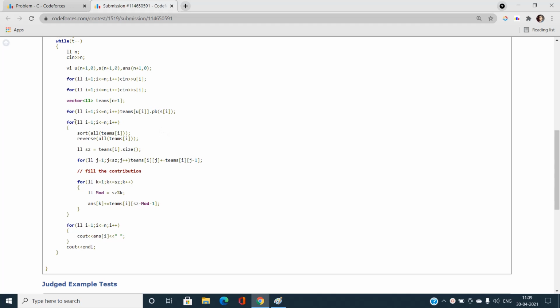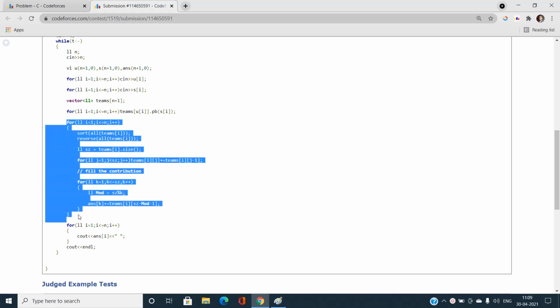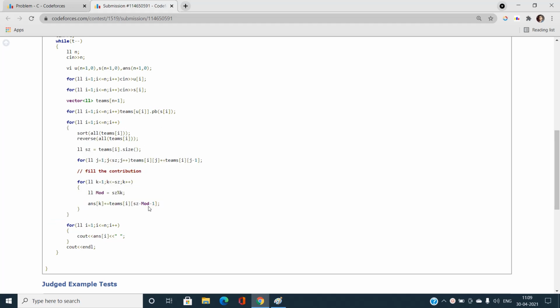Okay, now starting from 1 to n, I am going to fill up the contribution for answer of i, and finally print the answer of i. i is varying from 1 to n. Okay, that is for every case starting from 1 to n, first sort all the teams and reverse all the values of team. That is, I need to just sort the elements in non-increasing order for every university i. Okay, so that is what I am going to do here in these two steps.